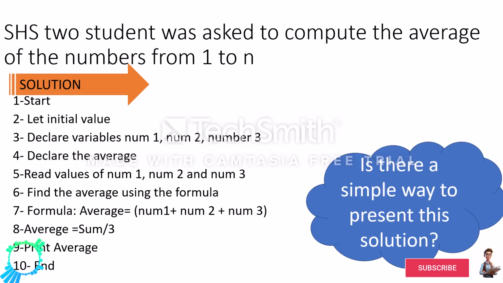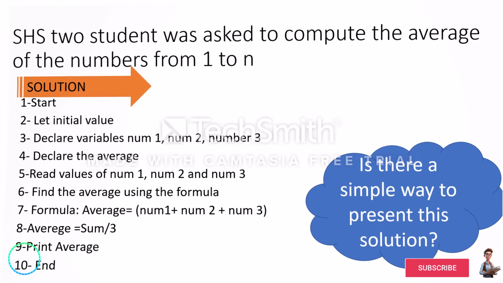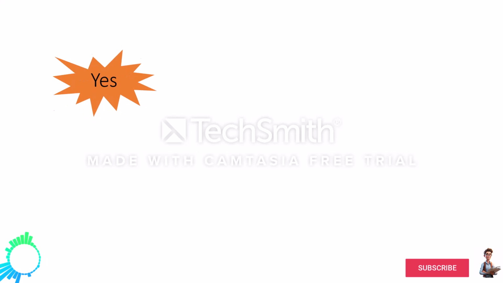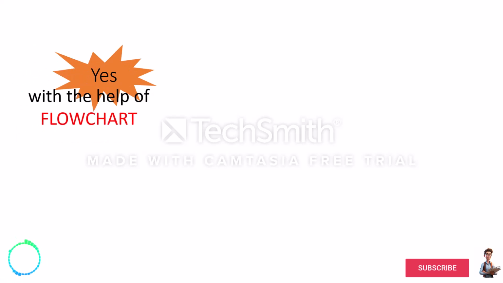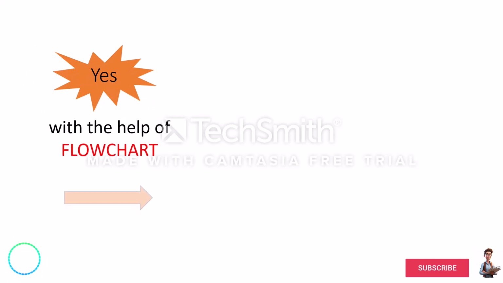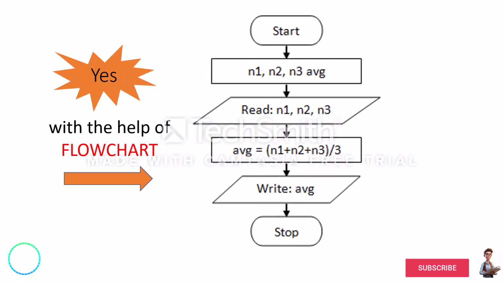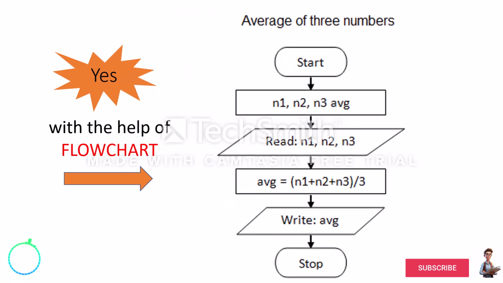Now, we are asking, is there a simple way to present this same solution? Yes, with the help of flowcharts. Now let's look at flowcharts. It's presented in a very simple way, having only about 5 steps. Then you end the whole process, making it 6.